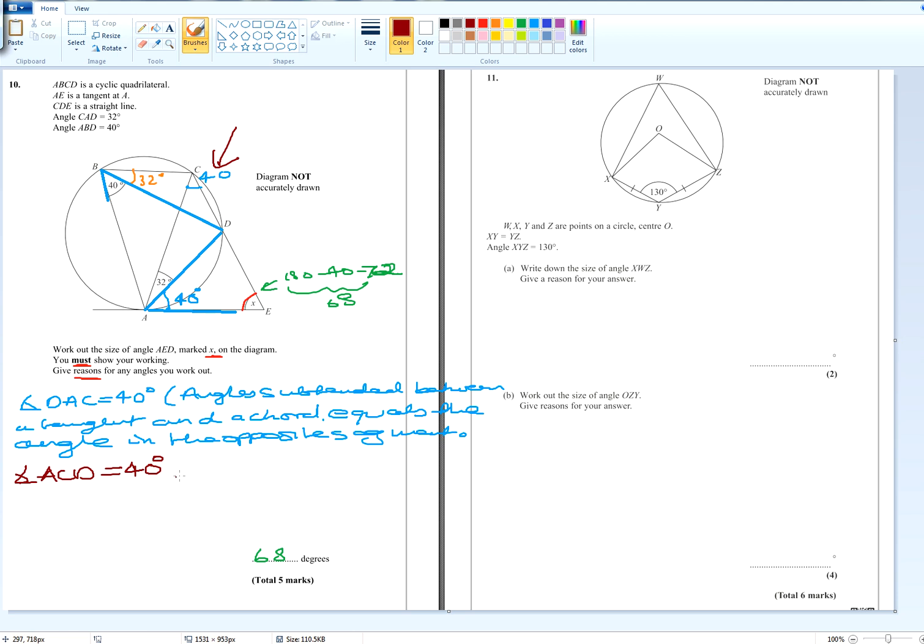Can I find my pen? So angles standing on the same arc. Come on, ladies, copy this down. On the same arc of a circle.